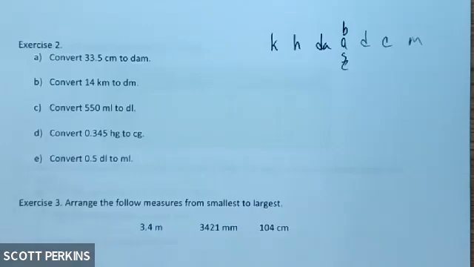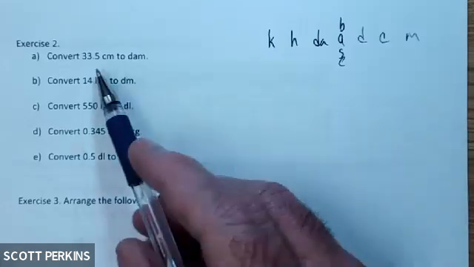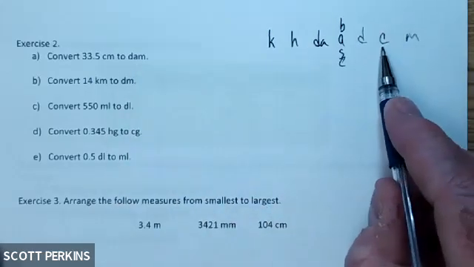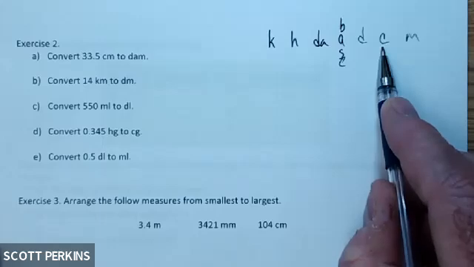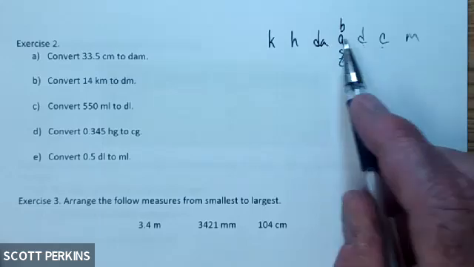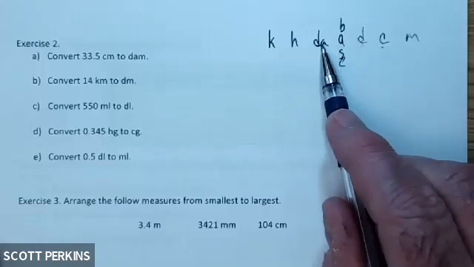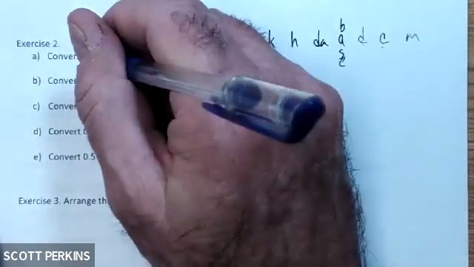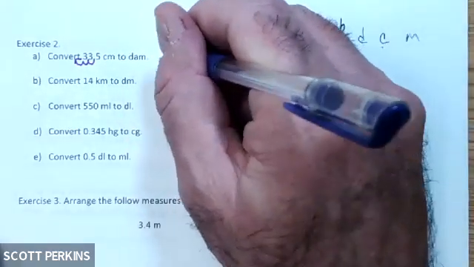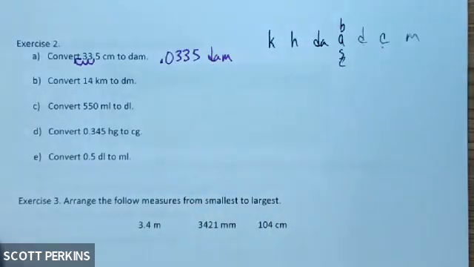All right, again, I'm going to get started. If you're still working, I'm not trying to rush you, just finish up at your own pace. The first one, I'm going to convert centimeters to decameters. So here's my centi prefix. Don't forget your base when you're counting your hops. I'm starting at centi, and I'm going to go 1, 2, 3 to the left to get to deca. So that is 0.0335 decameters.